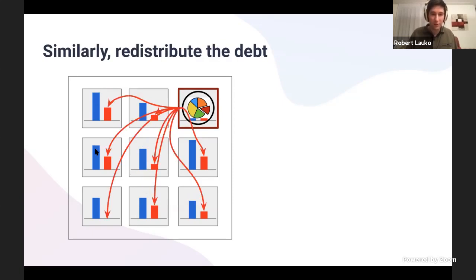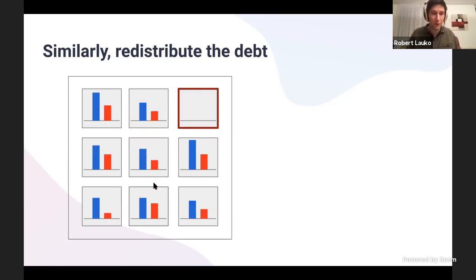So you see that the bars are now slightly larger. And we do the same with the debt in red: we also just chunk it up and give it to all the borrowers in the system. So this is done. And now we see that the position was fully liquidated, and everybody got some collateral and some debt.